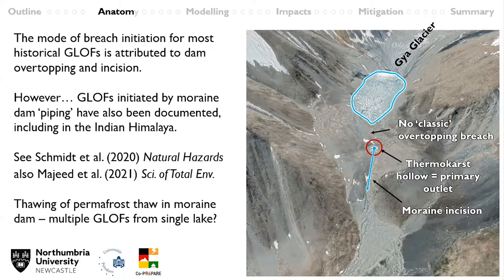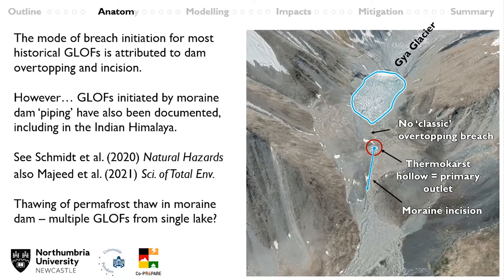And so this is an example from an Indian glacier. This is the Gir Glacier, and it was published by Schmidt et al. and Majid et al. in the last couple of years, a nice couple of papers which have tried to reconstruct this event. And what they found is that in this case, as I've shown in the figure on the right-hand side, there isn't a classic overtopping breach, and what instead you have is evidence of the primary outlet for the lake water being through the moraine dam, potentially via degradation of ice and ice core within that moraine dam.